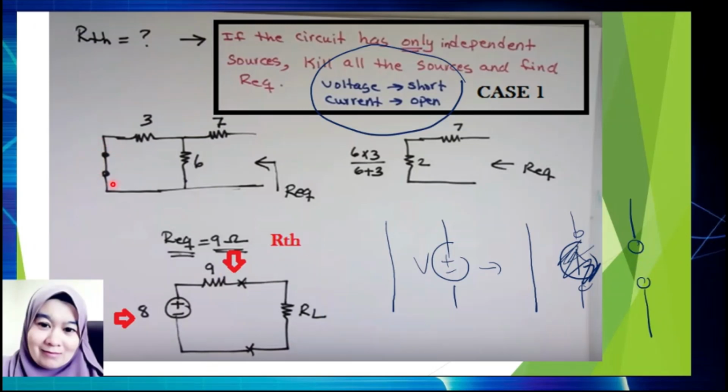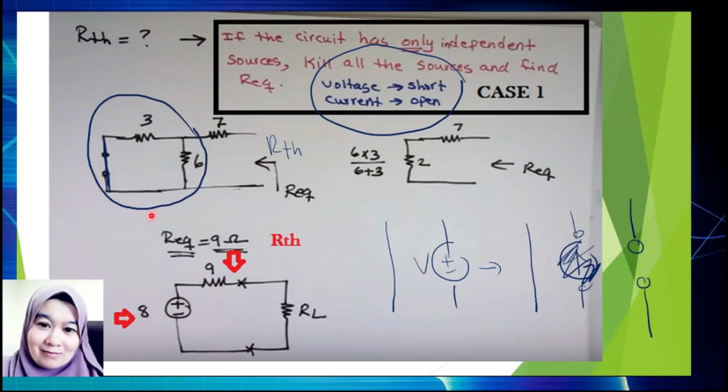Okay, here you need to put the wire because there is a voltage here. You put wire to make it a short circuit. So you can calculate the RTH here. So how are you going to get the RTH?